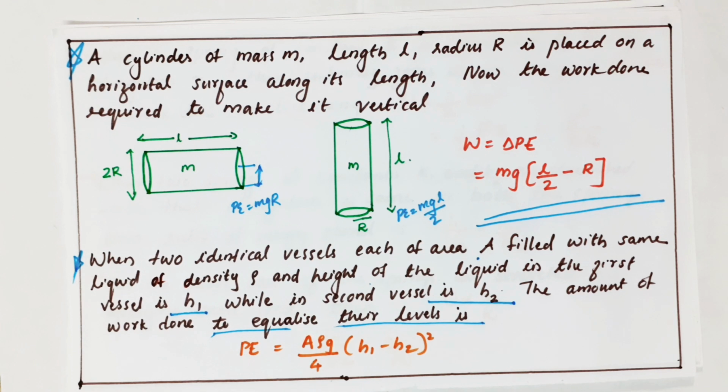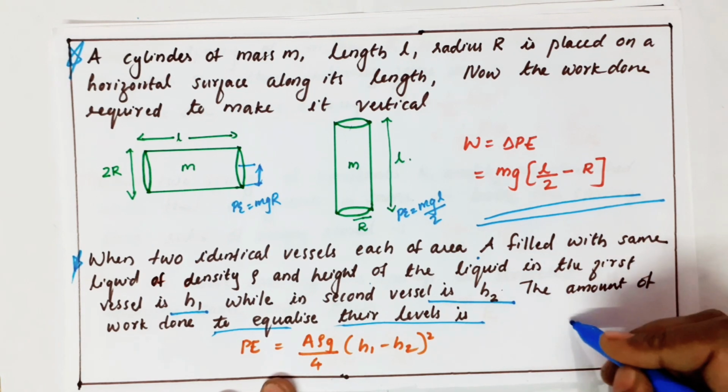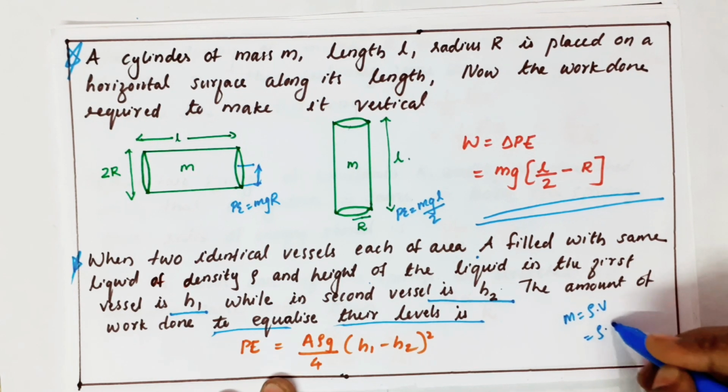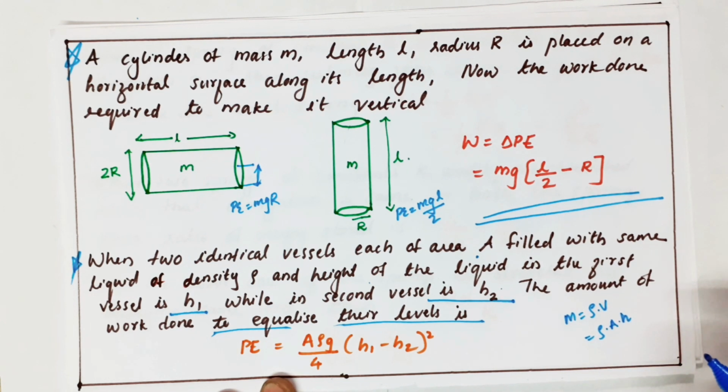So actually these are all concepts from fluids only. We have two identical vessels, both containing the same liquid, so the same density, but only one thing is different: the heights. In this type of concept we are using mgh only, but we should remember mass we can write as density into volume, and volume as area into distance, and distance is nothing but height.